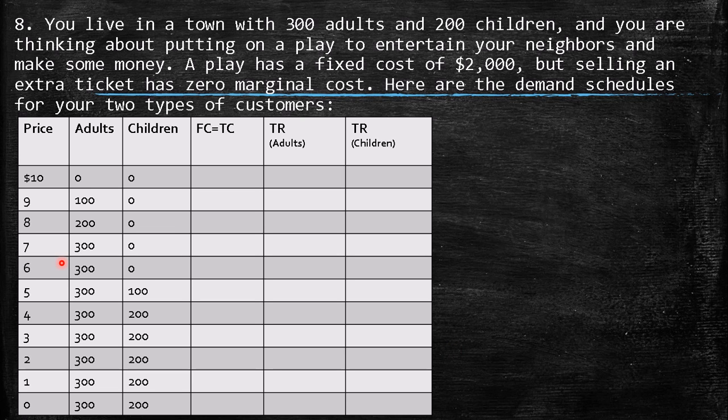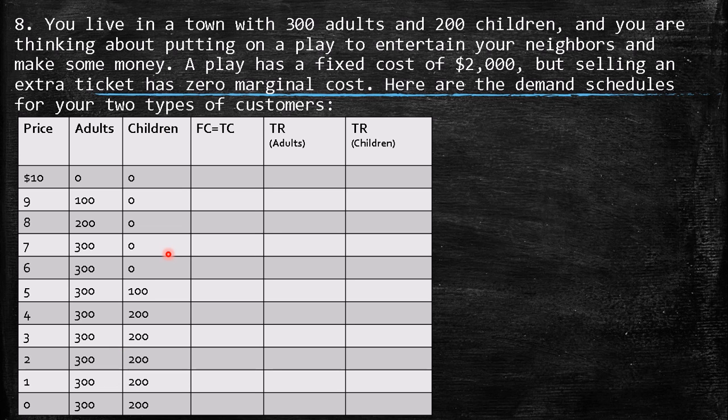So here we have the price from 10 to 0 in decreasing order, and here we have the demand for adults and children. Naturally, by the law of demand, when we charge a higher price, we have a lower demand. Here, something interesting, because even when we have lower prices, the quantity keeps at 300. How come? Basically because the population of this town is a maximum of 300. So even if I provide it for free, there are just 300 people that can use this play.